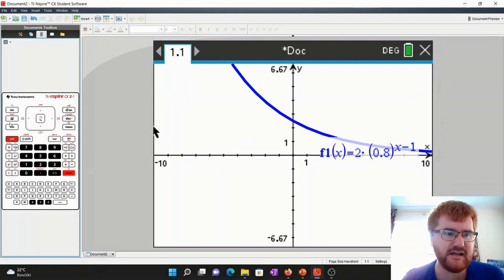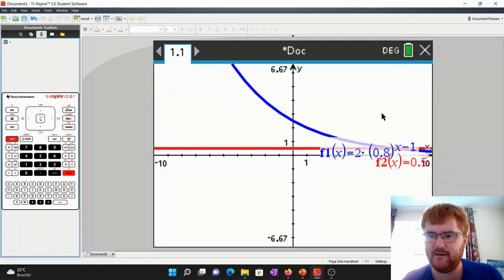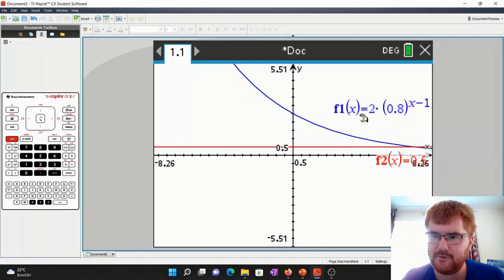And then if you press the tab button, you can automatically make up a second function. I'm just going to type in 0.5, so a half. And you see we get a line that goes across. Now if this gets in the way, you can just drag it out of the way as well. You can also zoom in and zoom out with the same kind of function as well. I'm just going to put that over here.